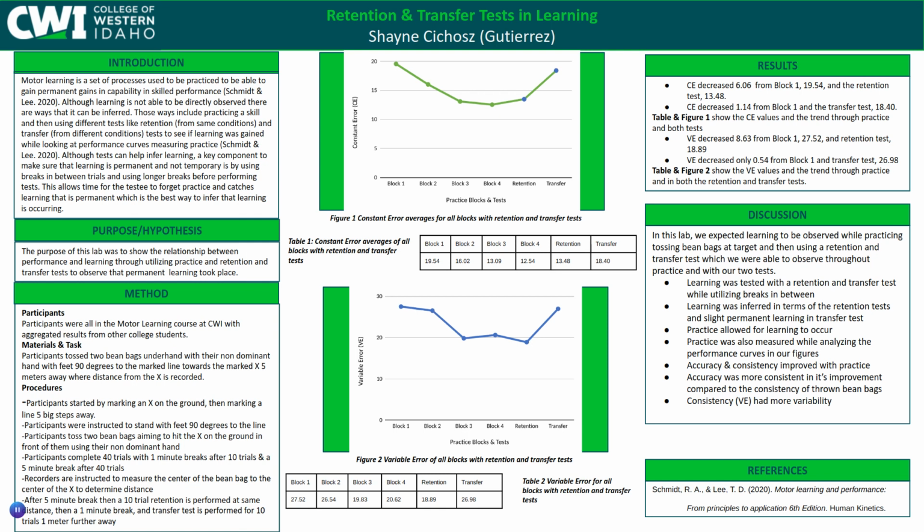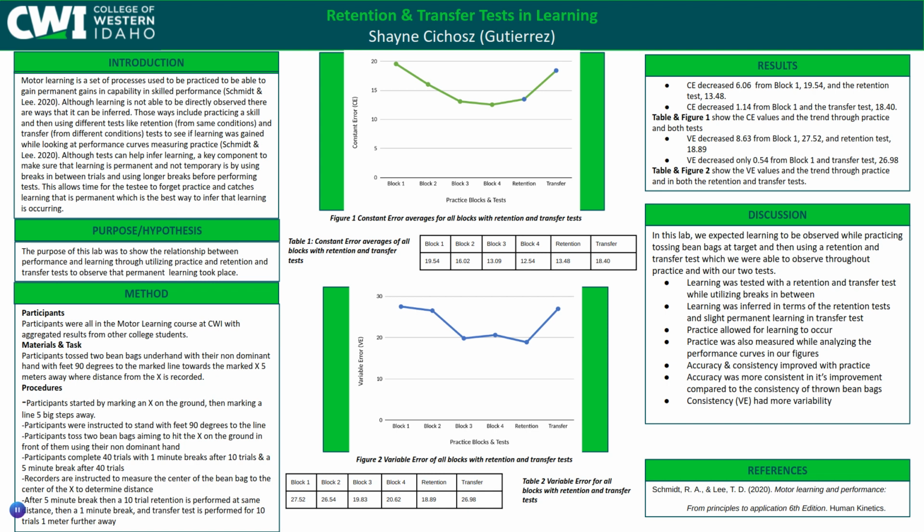We also saw that the VE, or the variable error, decreased 8.63 centimeters from block 1 of 27.52 centimeters to the retention test of 18.89 centimeters, and then also decreased only by 0.54 from block 1 to the transfer test of 26.98. You can also see in table and figure 2 the VE values and the trend through practice and in both of those as well.